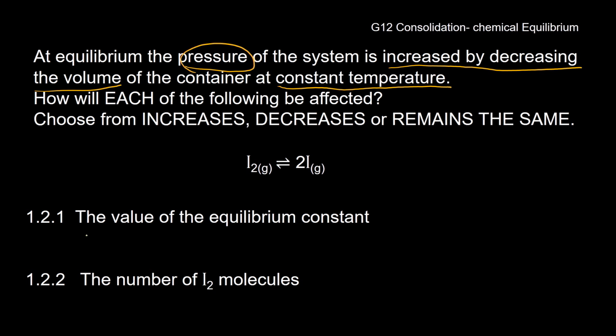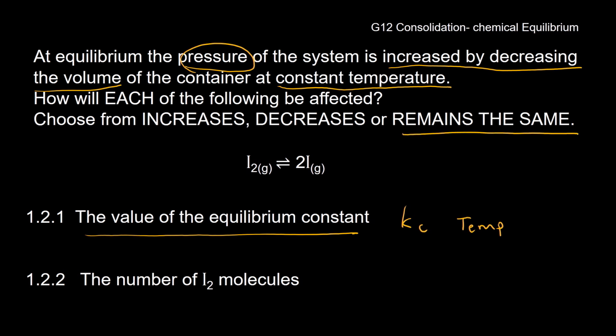So how will each of the following be affected? The first one is the value of the equilibrium constant. Now, we already know this. The equilibrium constant, Kc, is only affected by temperature. That's the only time it can change. Is this temperature? No, it's not temperature. It is a constant temperature. It is the pressure which is changing. So how will the Kc value be affected? It will not be. It remains the same.